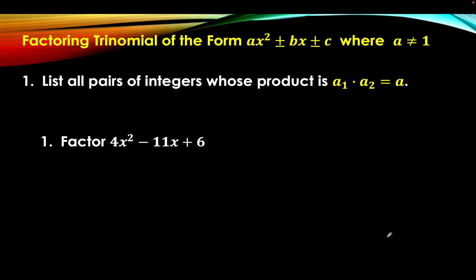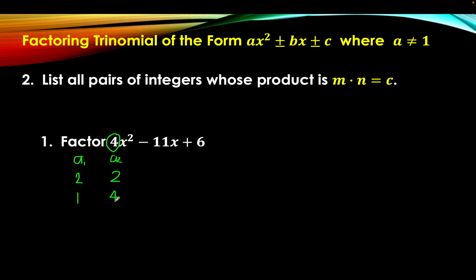From the given trinomial, the value of a is 4 here. Thus, we need to find two integers whose product is 4. Basically, we have the integers 2 and 2, and we have 1 and 4, right? So let's denote the two integers a sub 1 and a sub 2. So the first one, we have 2 and 2, and the second one is 1 and 4. So that's for step 1.